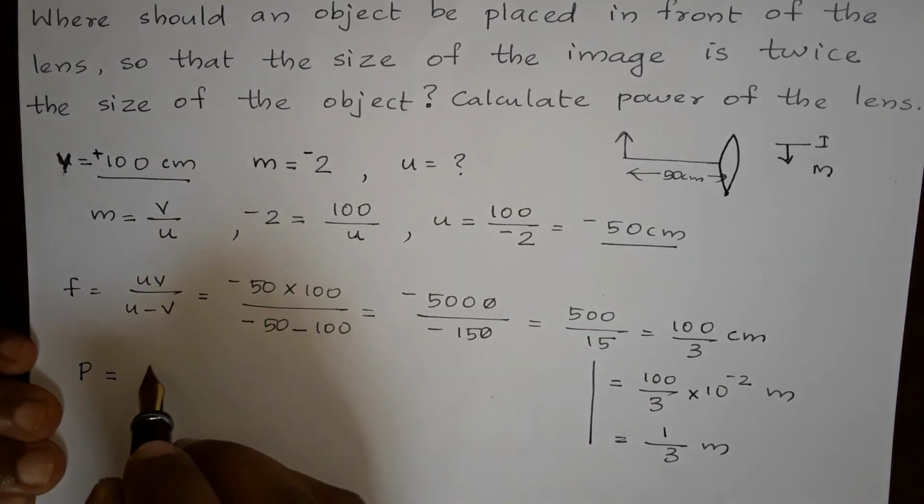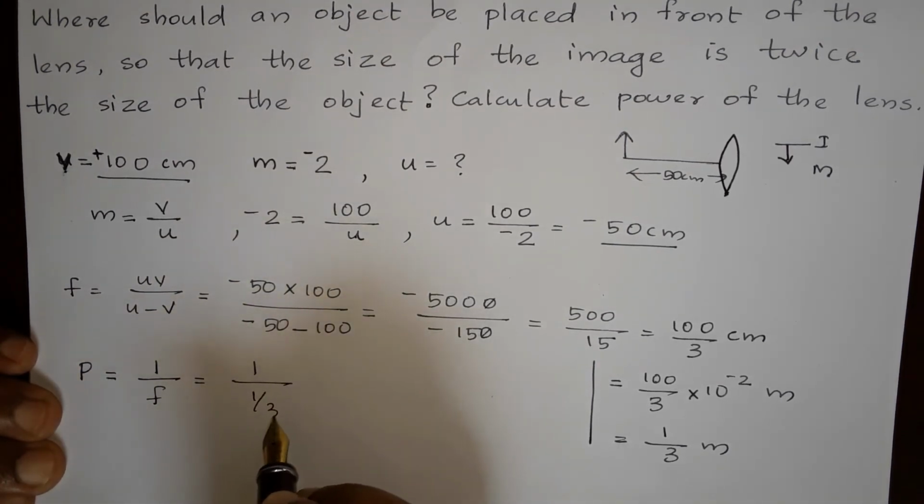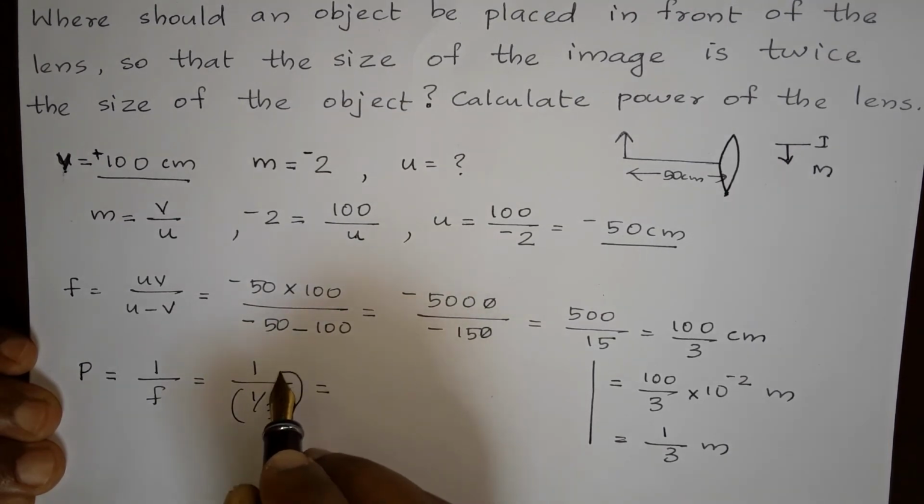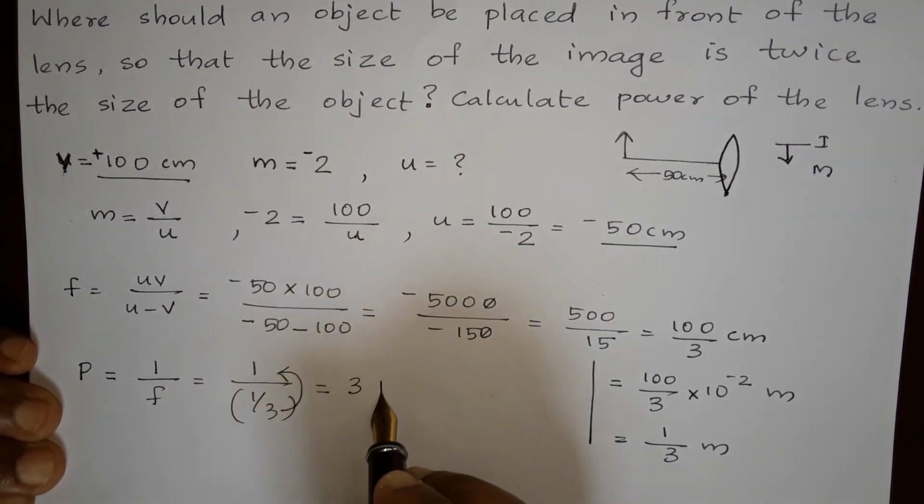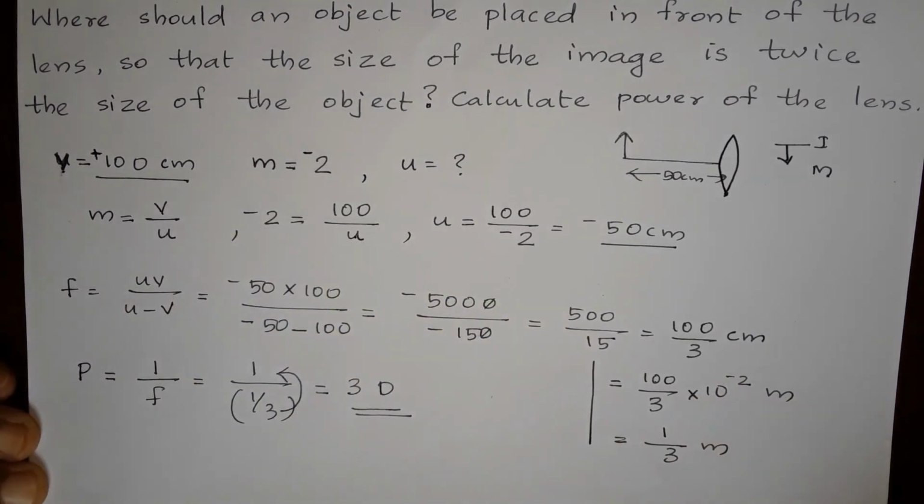Now we are going to find the power, that is 1 by f. 1 by 1 by 3. That is, this denominator 3 will go to the numerator part. 3 diopter is the power of this lens. Thus we have concluded all the important, previously asked problems from this portion, lens.